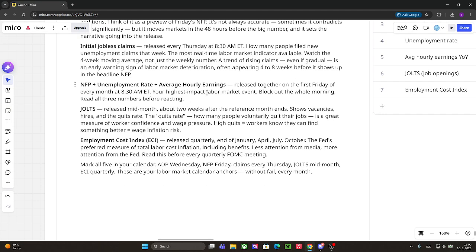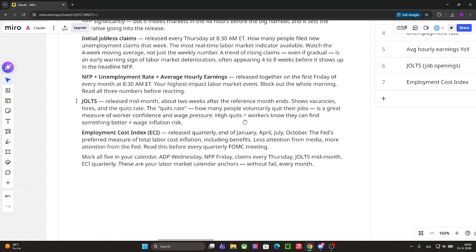JOLTS. Released mid-month, about 2 weeks after the reference month ends. Shows hires and quits rate. The quits rate, how many people voluntarily quit their jobs, is a great measure of worker confidence and wage pressure. High quits equals workers know they can find something better, equals wage inflation risk.